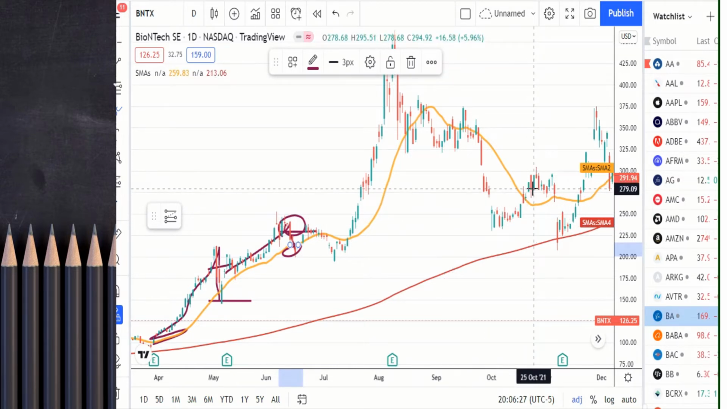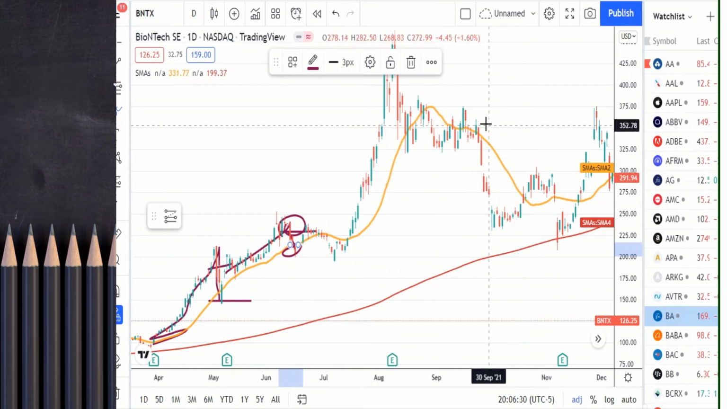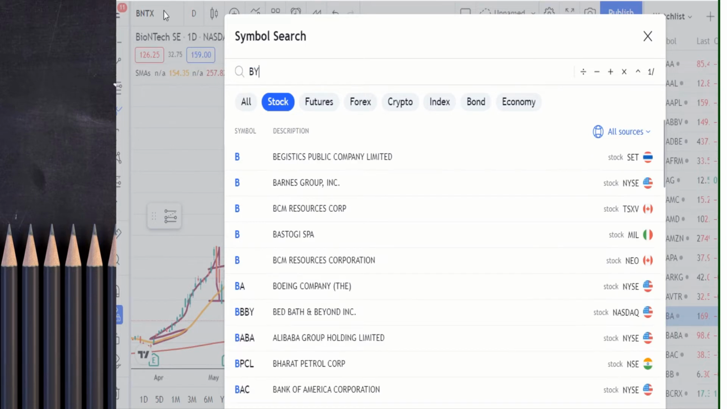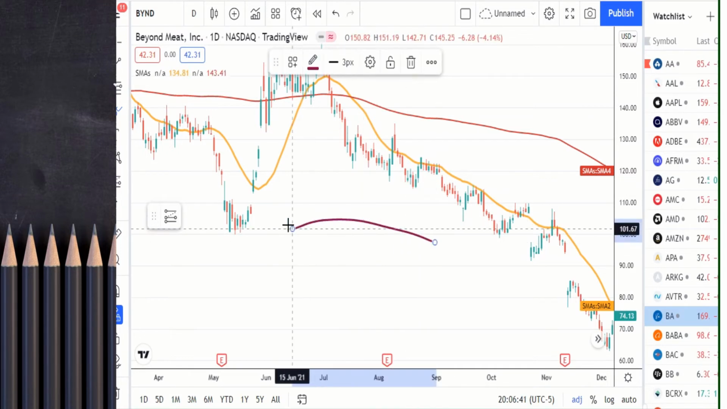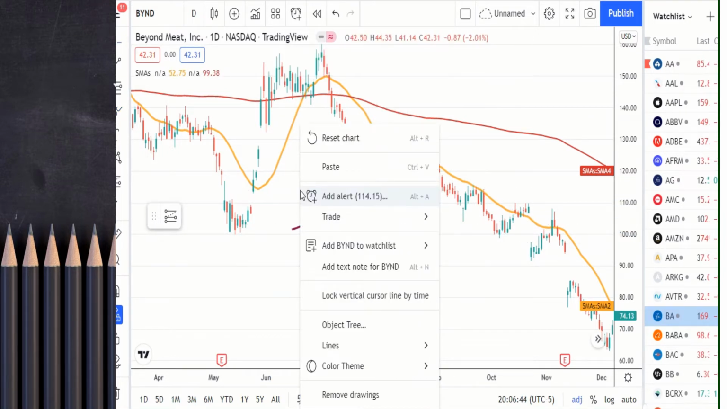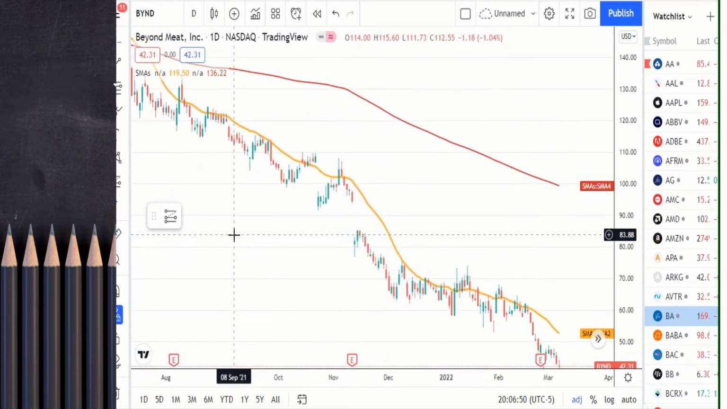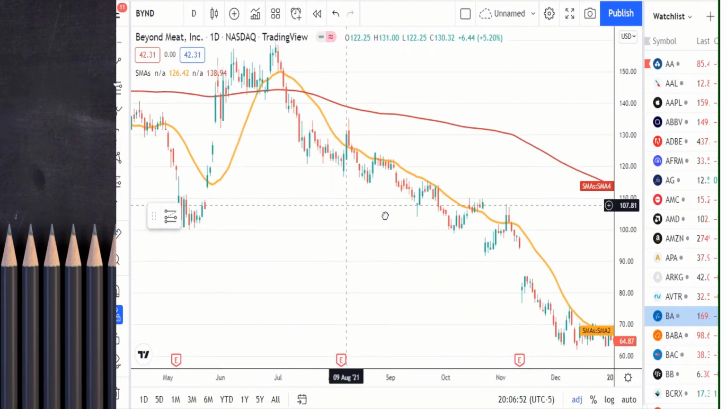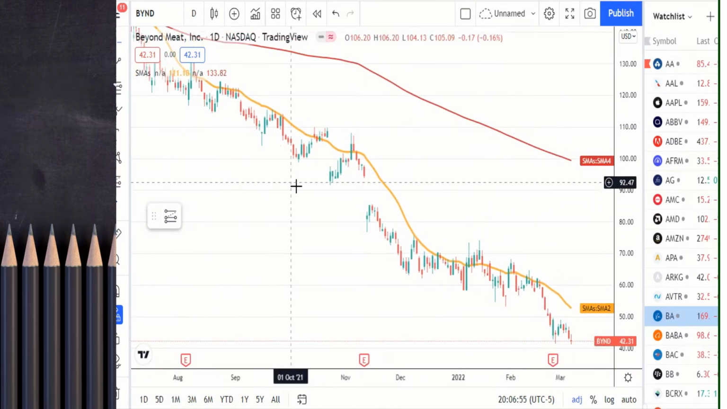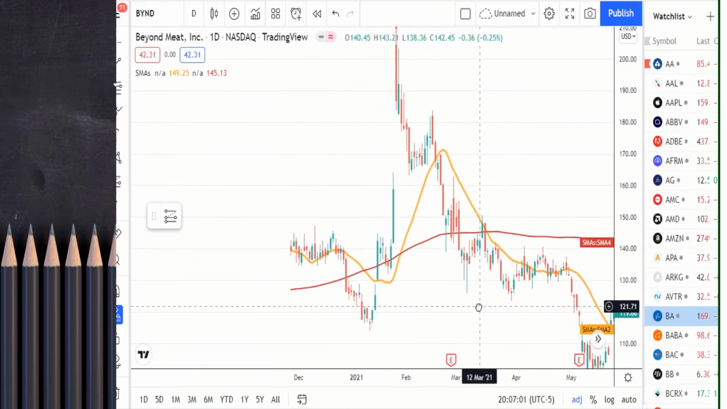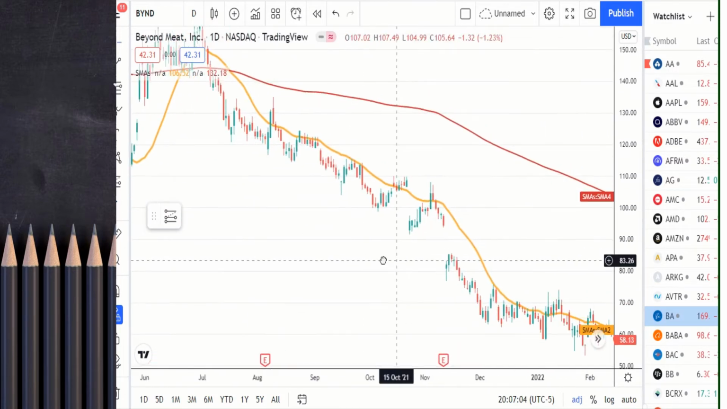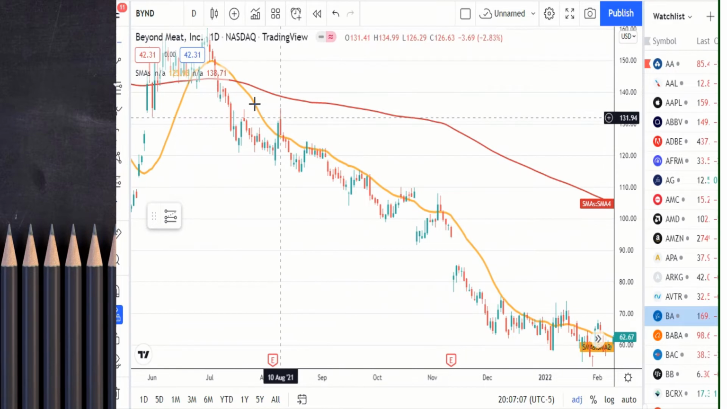Okay, let's look at another stock. Let's look at BYND, Beyond Meat Incorporated. Okay, this stock also is in a downtrend. Okay, the stock is underneath the 200 moving average indicator, and it is under the 20-day average indicator.